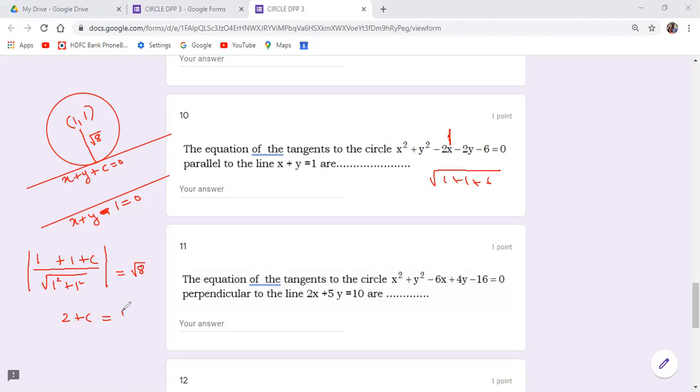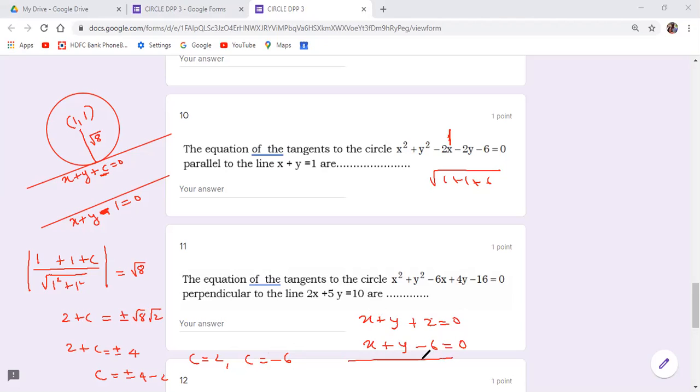So 2 plus c is plus or minus root 8 into root 2. You agree with the root 2? Yes, denominator, sir. So 2 plus c is plus or minus 4, since root 16 is 4. c is plus or minus 4 minus 2. So either c is 2 or c is minus 6. Yes, sir. So the equation is x plus y plus 2 equal to 0, or x plus y minus 6 equal to 0. I hope all of you got the same answer. Any problem? Anybody?